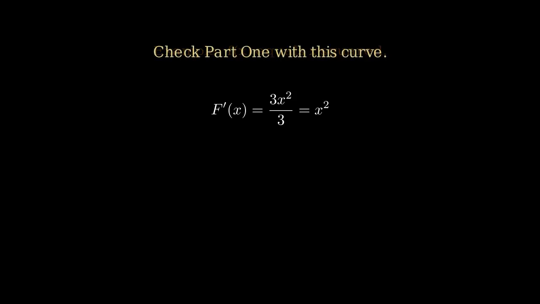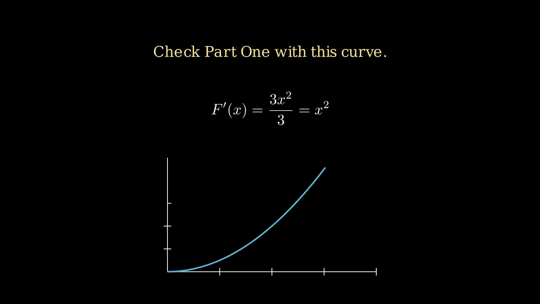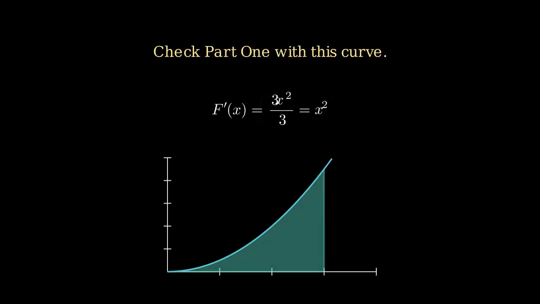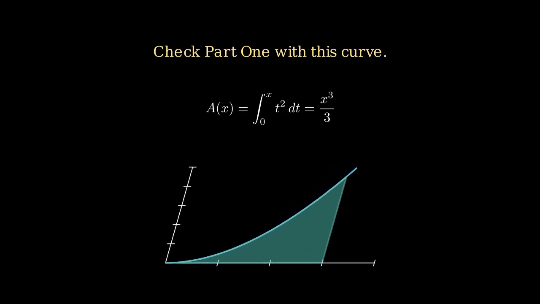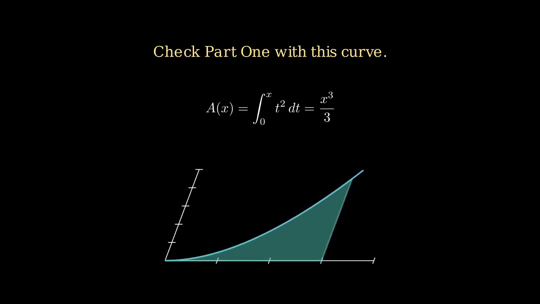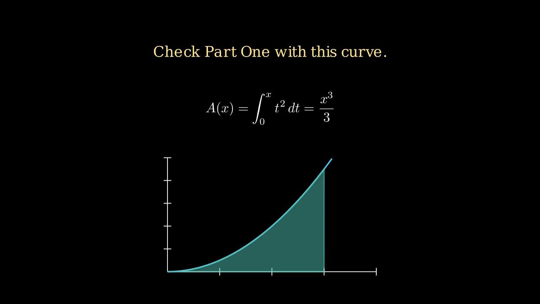First, let's check part 1 directly. The accumulation function here is A of x equals the integral from 0 to x of t squared dt, which works out to x cubed over 3, the same as F of x, up to the constant we expect. And sure enough, the derivative of x cubed over 3 is x squared, confirming the derivative of A equals f of x.